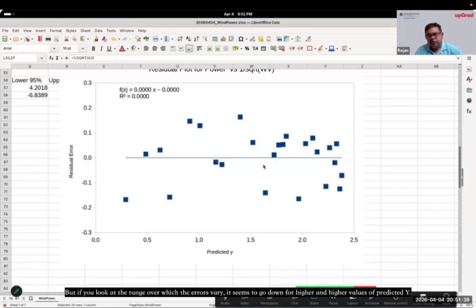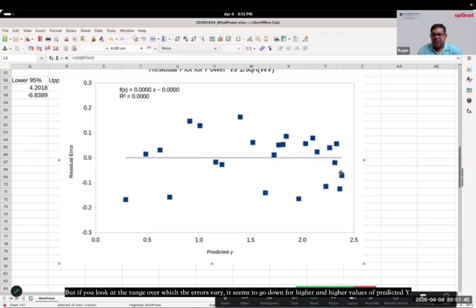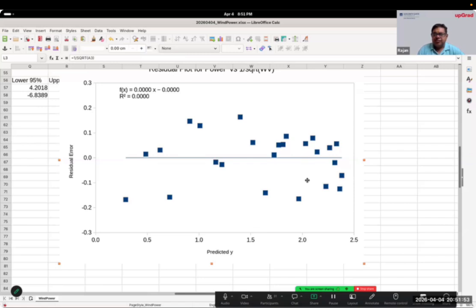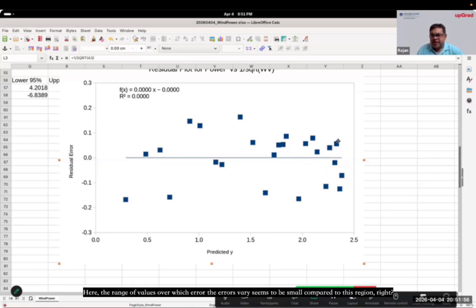But if you look at the range over which the errors vary, it seems to go down at higher and higher values of predicted Y. What is the equation? The equation is logarithm of odds equal to minus 20.41 plus 0.425 times age. The range of values over which the errors vary seems to be small compared to this region.